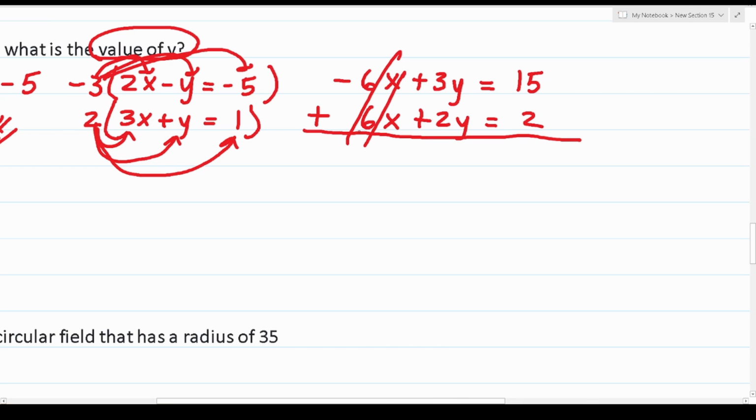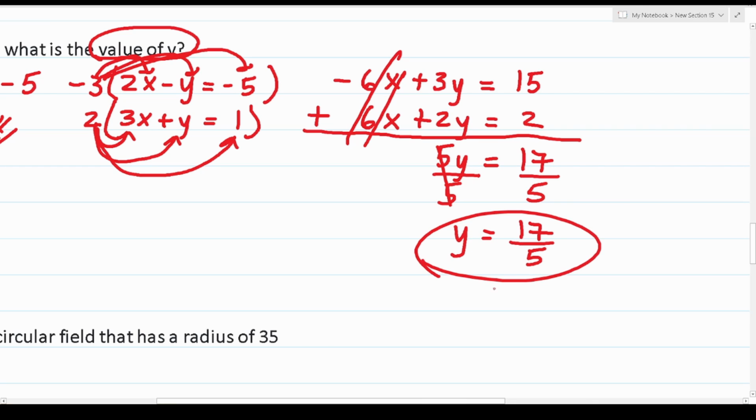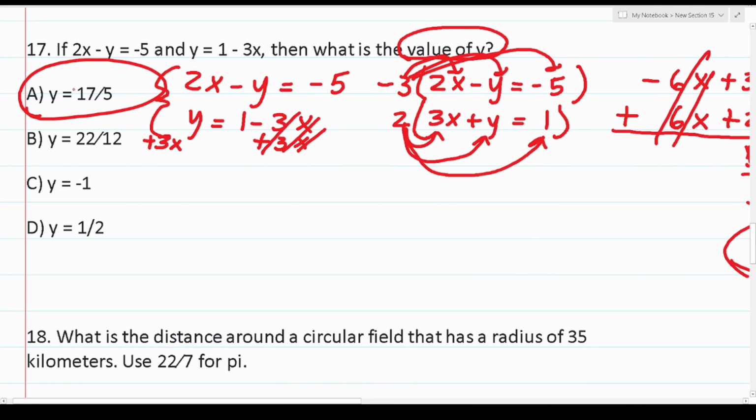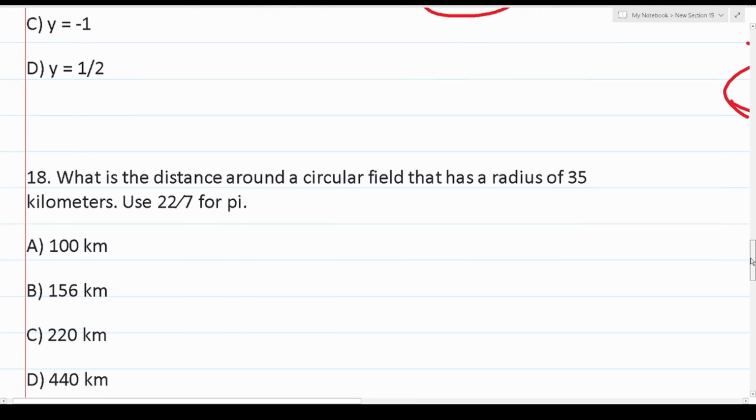The x variable is eliminated. 3y plus 2y is 5y. 15 plus 2 is 7. Again, we want to solve for y, not 5y, so we're going to divide both sides by 5 to get y by itself. This becomes y equals 17 over 5, which is answer choice A. Okay, so that's that one.